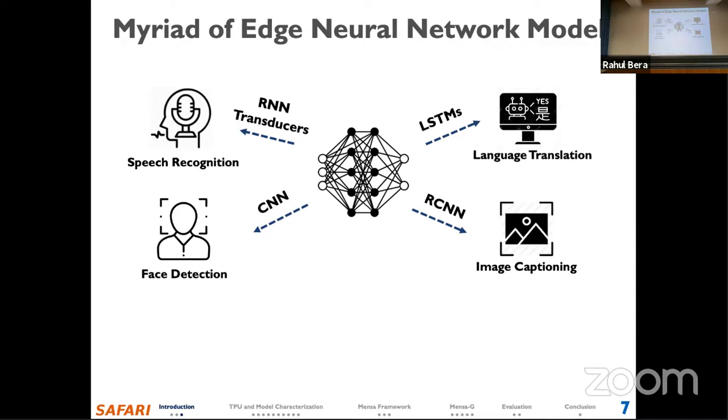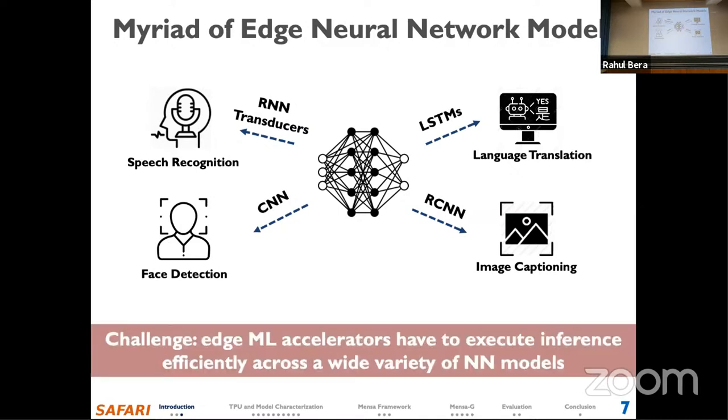Now we have, for example, recurrent neural network transducers that are used for speech recognition. The feature in the Google Pixel phone that automatically translates voice from one language to another uses this type of model together with long short-term memory, or LSTM, models that do the language translation parts. And we also have emerging models that combine those different models, like recurrent convolutional neural networks, which are usually used for image captioning.